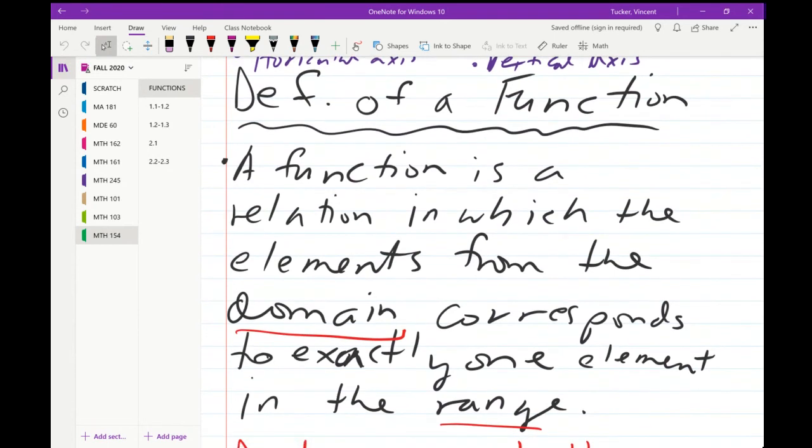All right, so the definition of a function is a relation in which each element from the domain corresponds to exactly one element in the range.